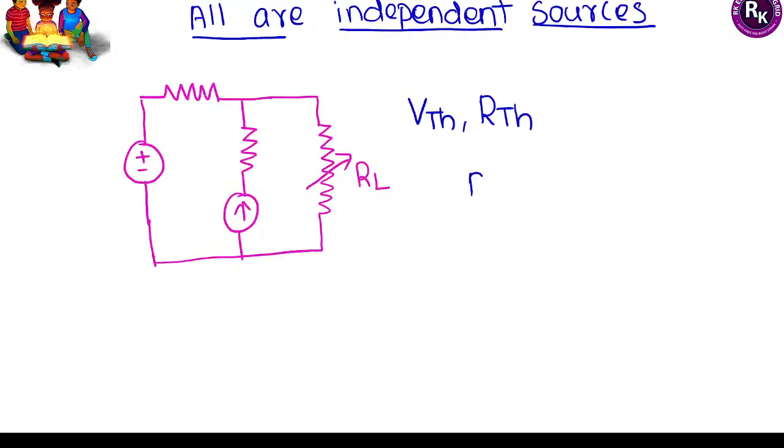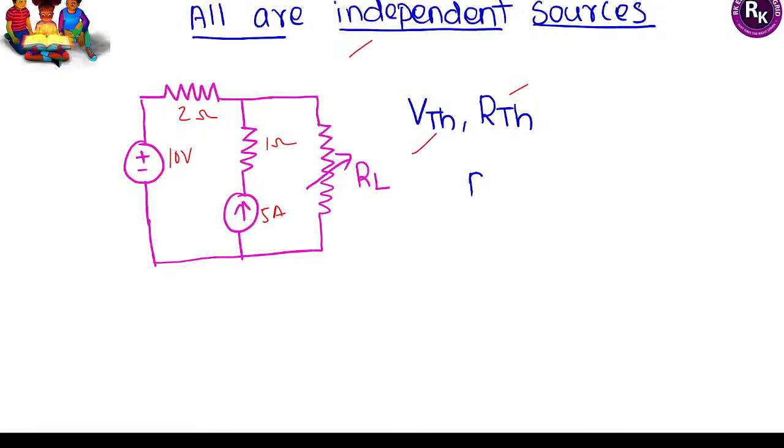When our circuit has only independent sources, there are different procedures. Now take a 10 volt voltage source, a 5 ampere current source, a 1 ohm resistor and a 2 ohm resistor. I just want to know the value of Thevenin voltage and RTH when your circuit has only independent sources, and identify the procedure.